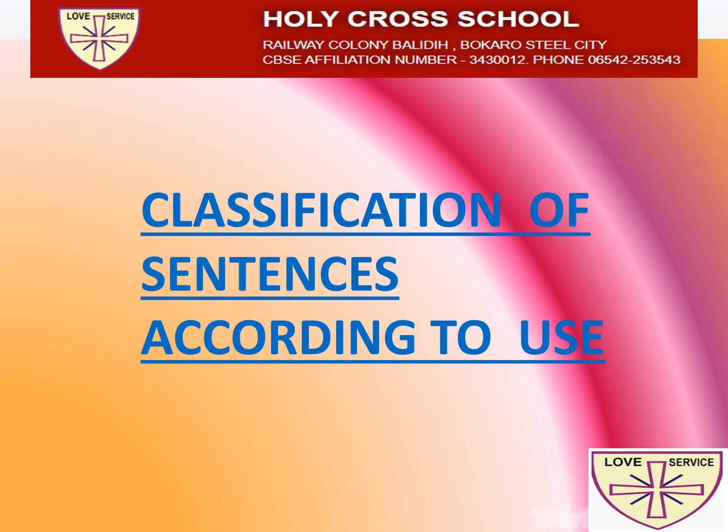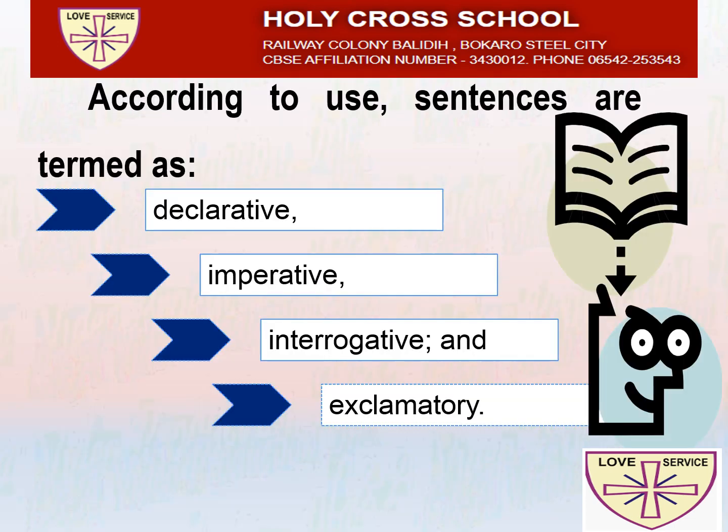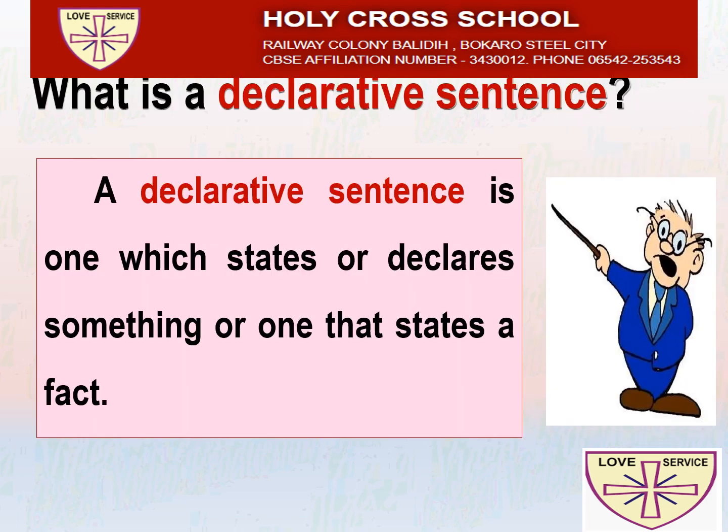So we move on to the classification of sentences according to their uses. According to use, sentences are classified as declarative sentence, imperative sentence, interrogative sentence, and exclamatory sentence. What is a declarative sentence? A declarative sentence is one which states or declares something or one that states a fact.